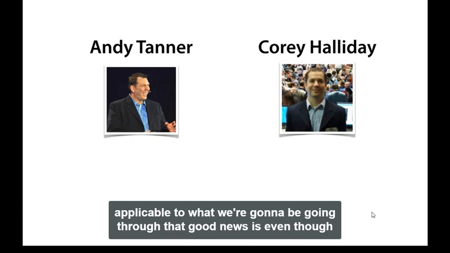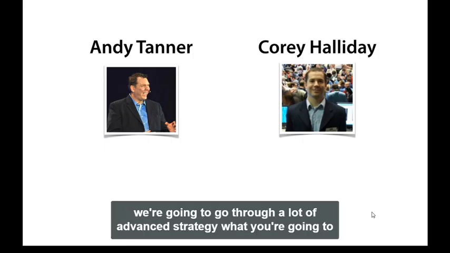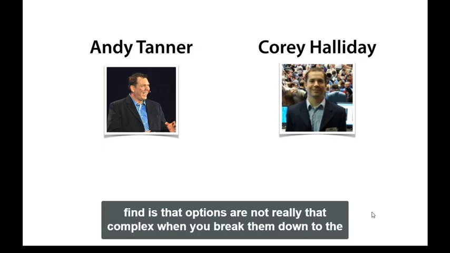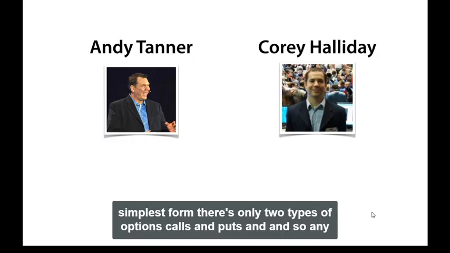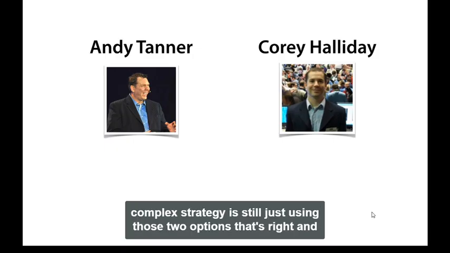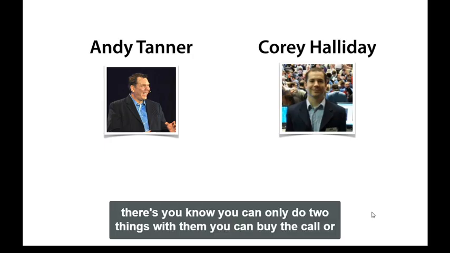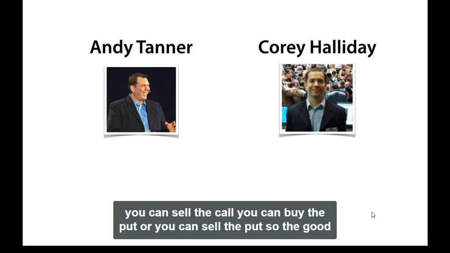The good news is, even though we're going to go through a lot of advanced strategy, what you're going to find is that options are not really that complex when you break them down to the simplest form. There's only two types of options, calls and puts, and so any complex strategy is still just using those two options. That's right. And you can only do two things with them. You can buy the call or you can sell the call. You can buy the put or you can sell the put.